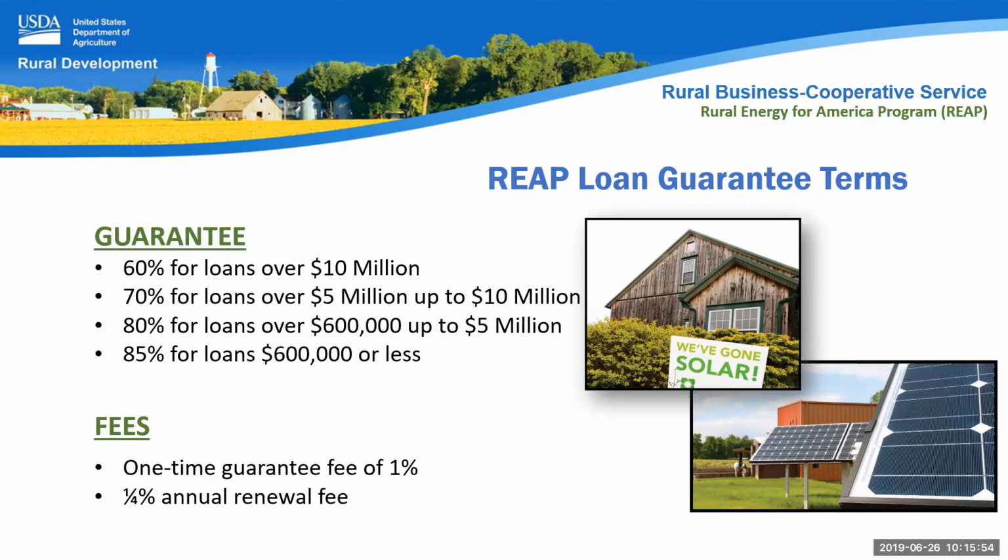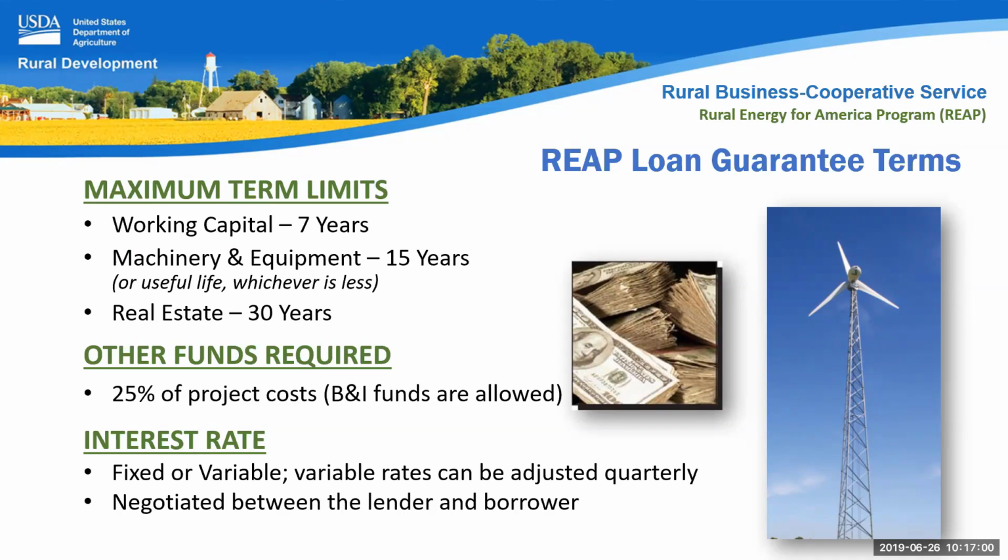As far as fees go, we have a one-time guarantee fee of 1%, and then each year we do have a renewal fee of 0.25%. As far as term limits on that loan, we can do 7 years for working capital, 15 years for machinery and equipment, 30 years on real estate. It's also important to remember that 25% of project costs are required for the REAP guaranteed loan.